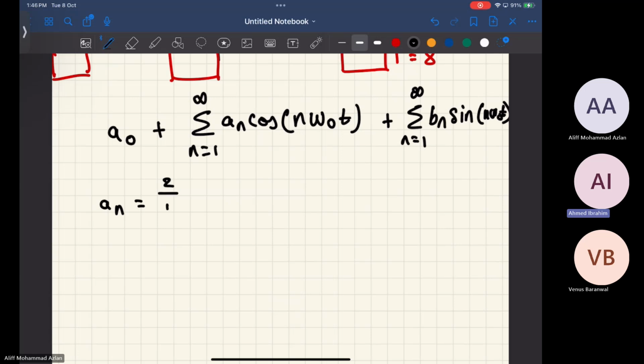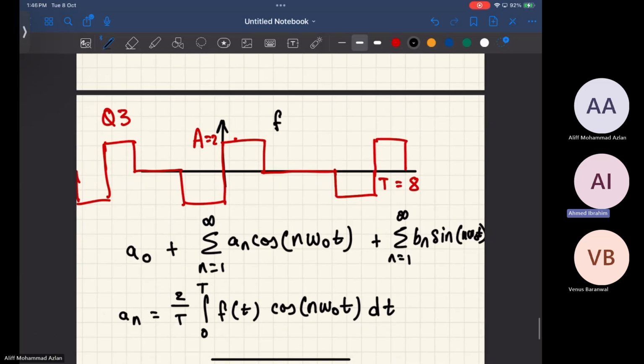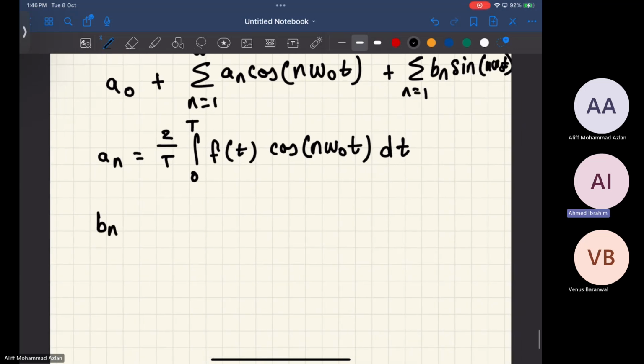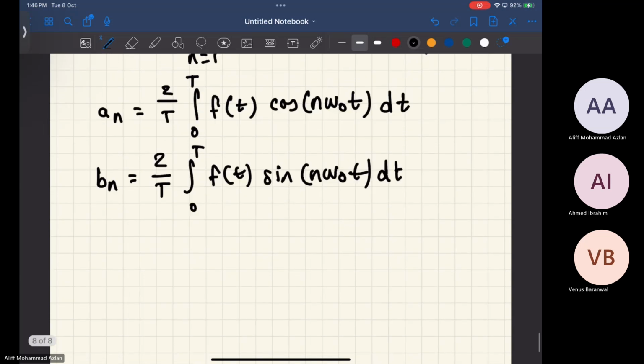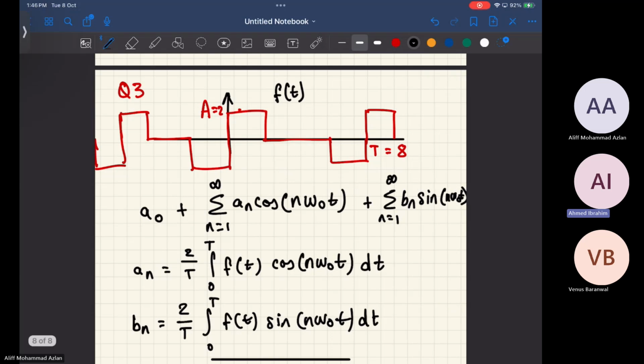So An is equal to 2 over T, the integral from 0 to T of f of t cos n omega 0 t dt, where f of t is just the function that we want to express as a Fourier series. Similarly, Bn. Now we could brute force this and calculate An and Bn directly, which is going to be 2 integrals.